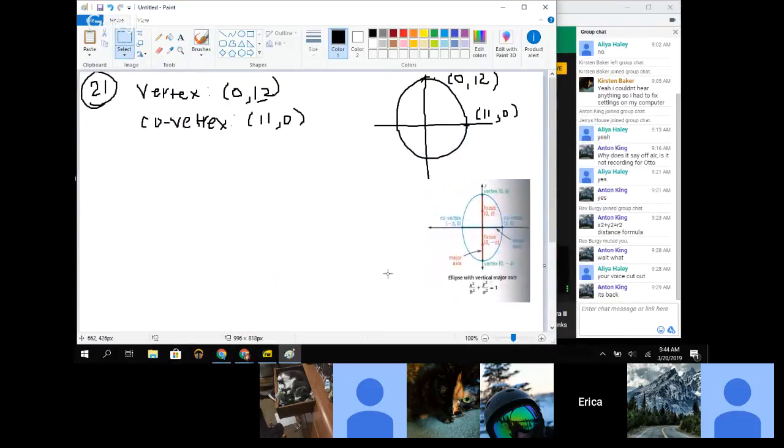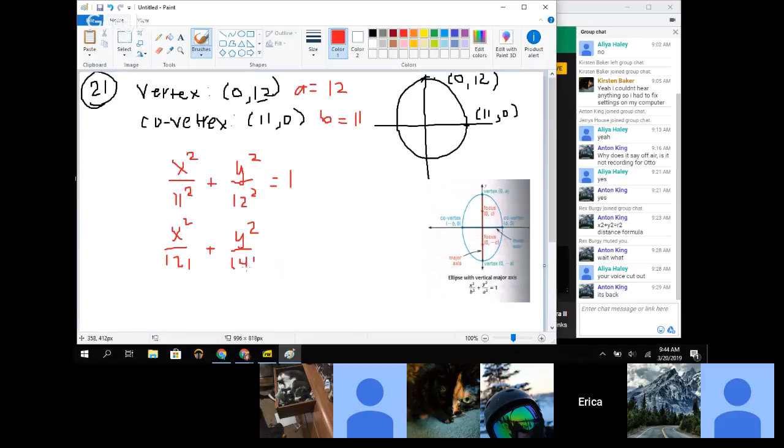So this means that my A is 12 and my B is 11. So my equation is going to be x squared divided by b squared plus y squared divided by a squared equals 1. And if you want to simplify these, you can: x squared over 121 plus y squared over 144 equals 1.